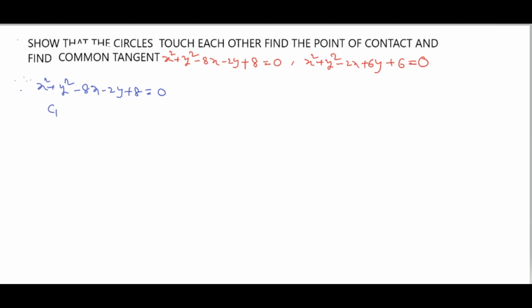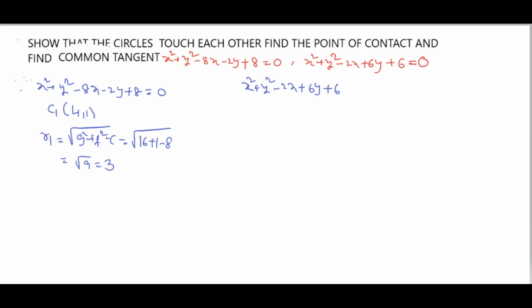Center of the circle C1 is 4 comma 1 and R1, the radius of the circle, is under root of g square plus f square minus c, that is equal to under root of 16 plus 1 minus 8, so that is equal to root 9, which is 3. And the second circle equation is x square plus y square minus 2x plus 6y plus 6 is equal to 0. C2, the center of the circle, is 1 comma minus 3 and R2 is equal to under root of 1 plus 9 minus 6, that is equal to root 4, which is 2.